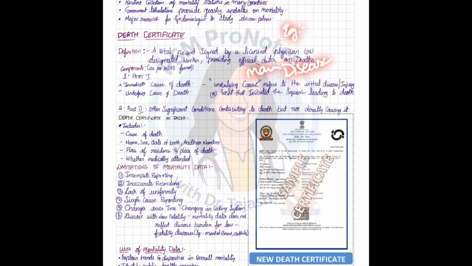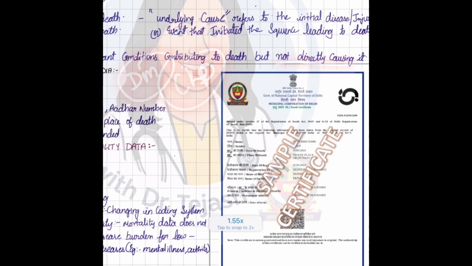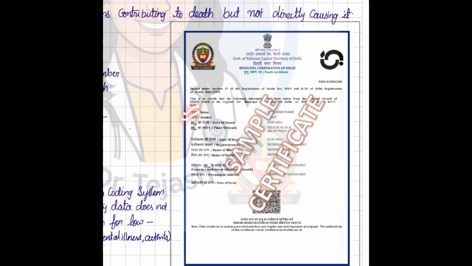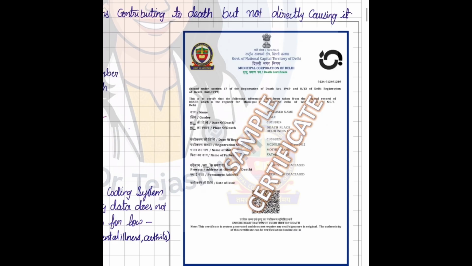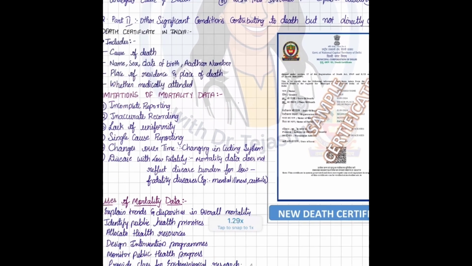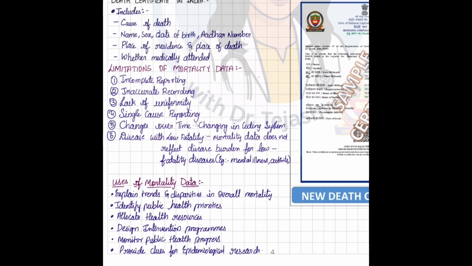For example, if a patient dies of septic shock due to pneumonia caused by COVID-19, the underlying cause is COVID-19. Part 2 includes other significant conditions that didn't directly cause death, but contributed. Maybe the person had diabetes or chronic kidney disease. In India, the death certificate includes details like name, sex, Aadhaar number, place of residence and death, and whether the death was medically attended. Sounds basic, but it's gold for public health surveillance.